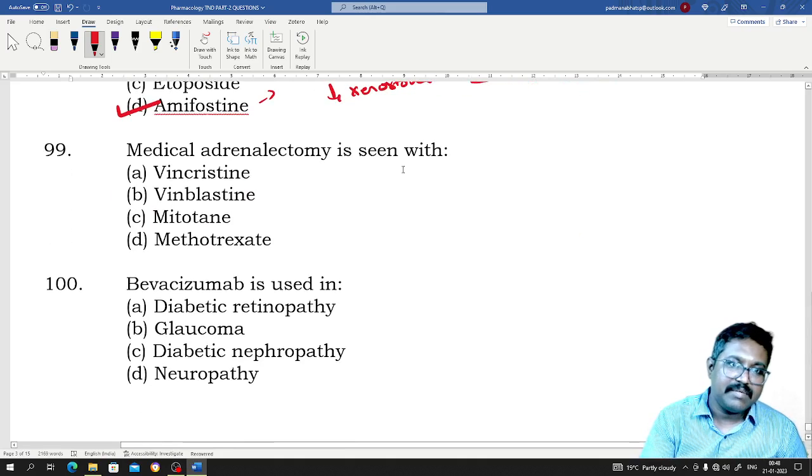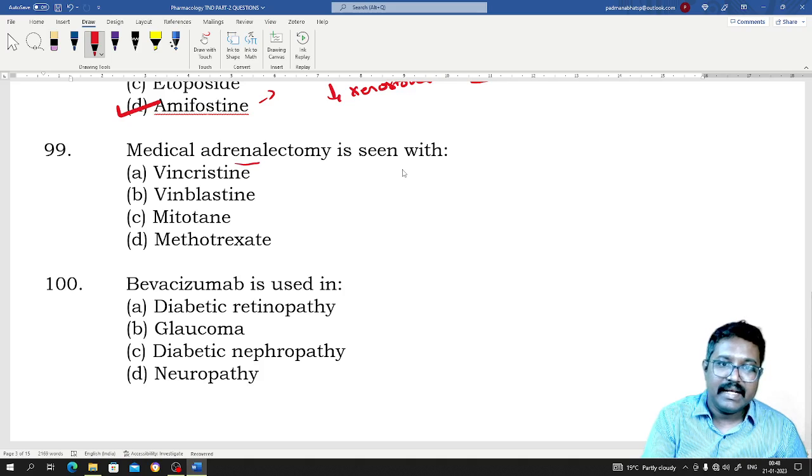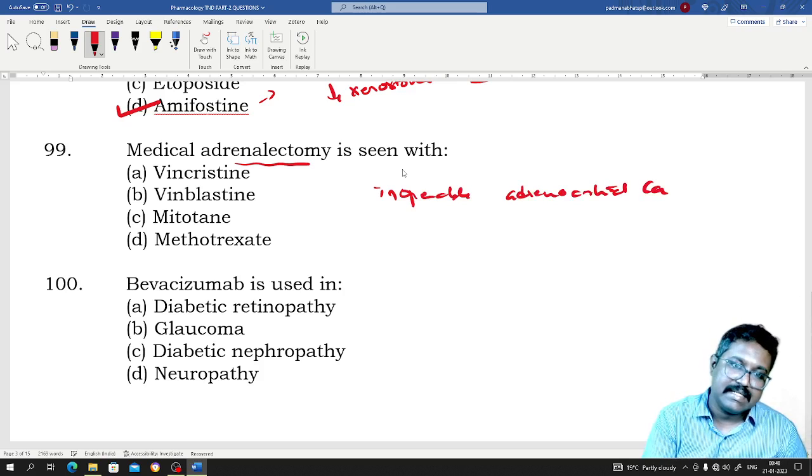Coming to the 99th MCQ, that is medical adrenalectomy is done by. So please remember, medical adrenalectomy is done only in case of inoperable cases of adrenocortical cancers. Here it is the mitotane is used for inoperable cases of adrenocortical cancer. So this is the example for medical adrenalectomy.